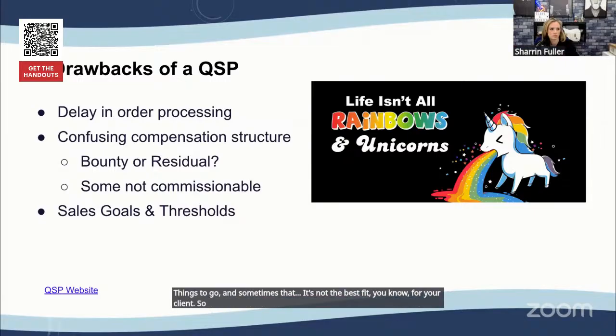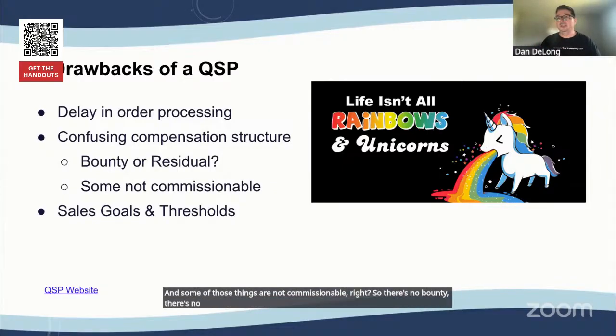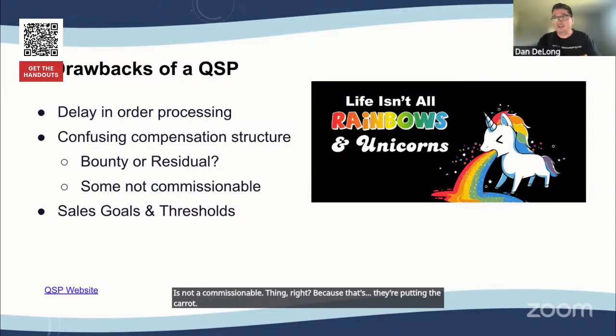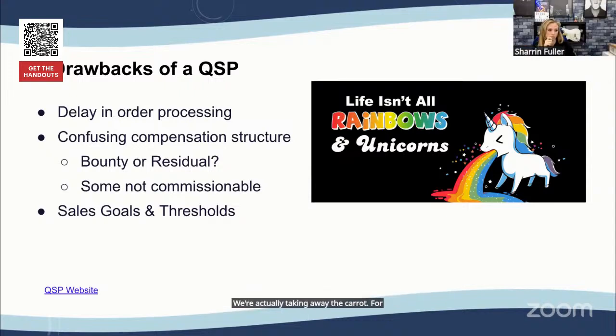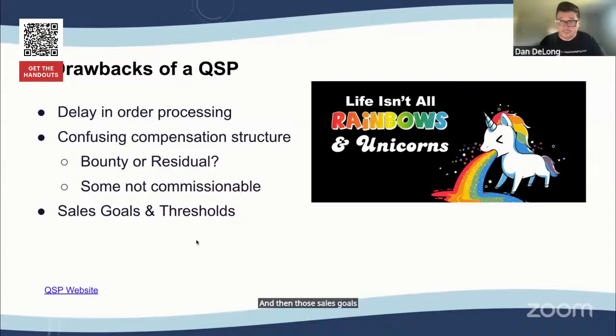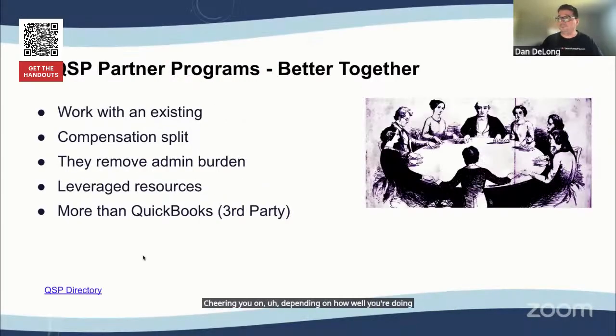And some of those things are not commissionable, right? So there's no bounty, there's no referral. Weighing those options, Simple Start, for example, is not a commissionable thing, because they're taking away the carrot on Simple Start, because they don't want that, right? But you can do that in the revenue share option if you wanted to. And then those sales goals and thresholds, you'll have somebody either wagging their finger or cheering you on, depending on how well you're doing there.